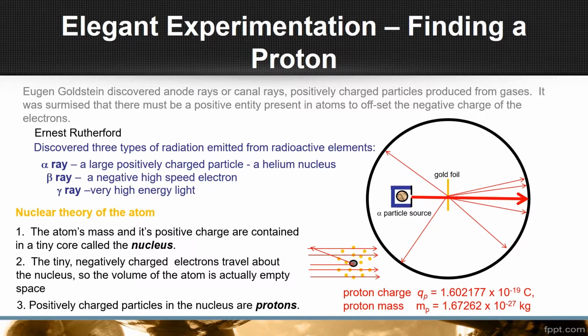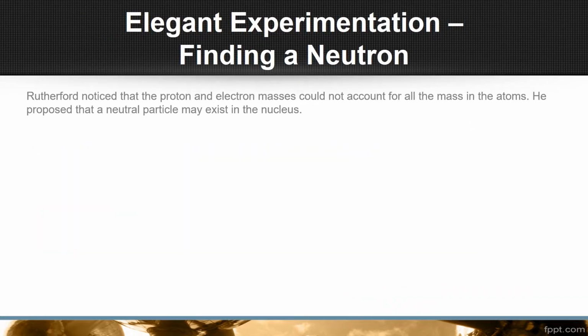So the charge of a single proton is equivalent to the charge of the electron except opposite in charge, 1.602177 times 10 to the minus 19th coulombs, and the mass of the proton was calculated to be 1.67262 times 10 to the minus 27th kilograms. Rutherford and others noticed that the proton and electron masses could not account for all the mass in the atoms of the known elements, so he proposed that a neutral particle may exist in the nucleus. These proposed but yet undiscovered particles came to be called neutrons.